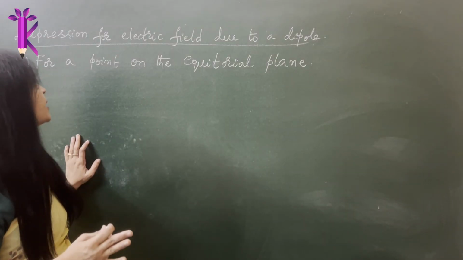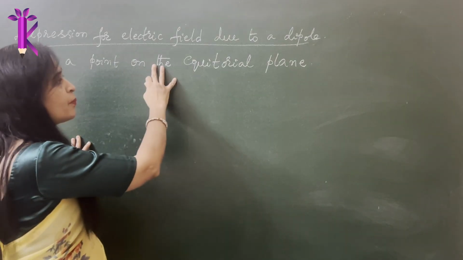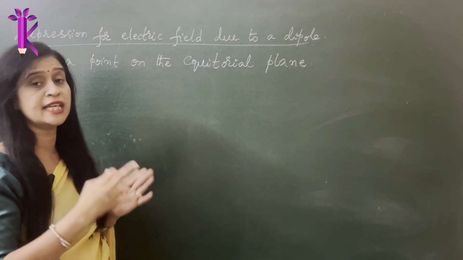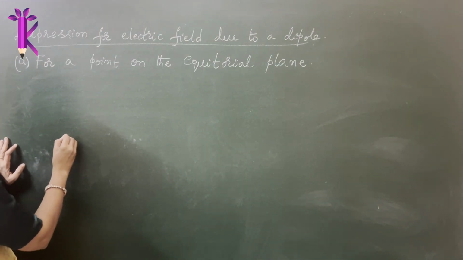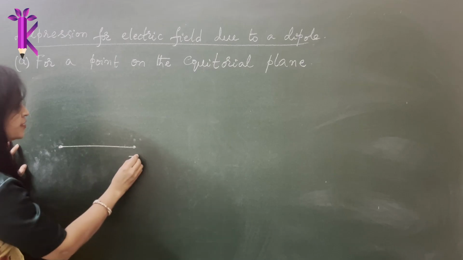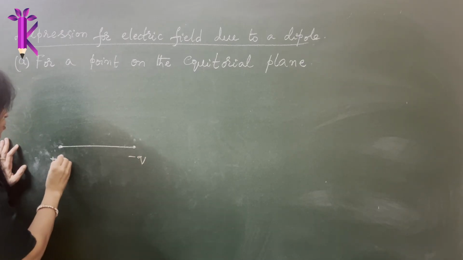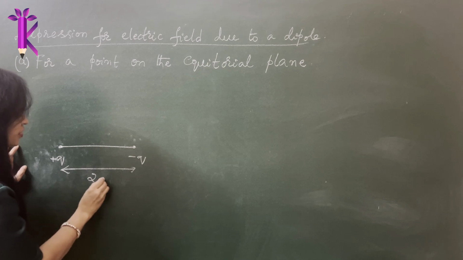Well, now it's time to calculate the expression for the electric field due to a dipole, but not on a point on the axial line, but on the equatorial plane. What do you mean by that? Let's first write the dipole. So this is going to be the dipole. So here is your minus q, here is your plus q. So obviously they are separated by how much? What is the distance of separation? It is 2a.